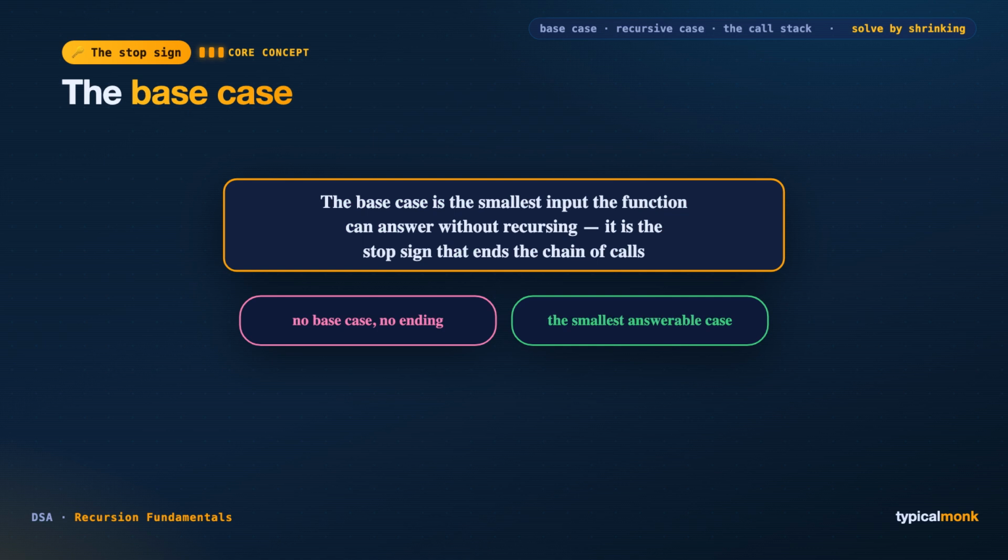So the discipline that experienced programmers follow is to write the base case first, before anything else. Ask yourself, what is the very simplest version of this problem, and what is its answer? Answer that, and you have laid down the anchor that makes the whole recursion safe. So the takeaway: the base case is the smallest input you can answer directly, and it is the stop sign that ends the chain of calls. Write it first, because without a reachable base case, the recursion never ends.